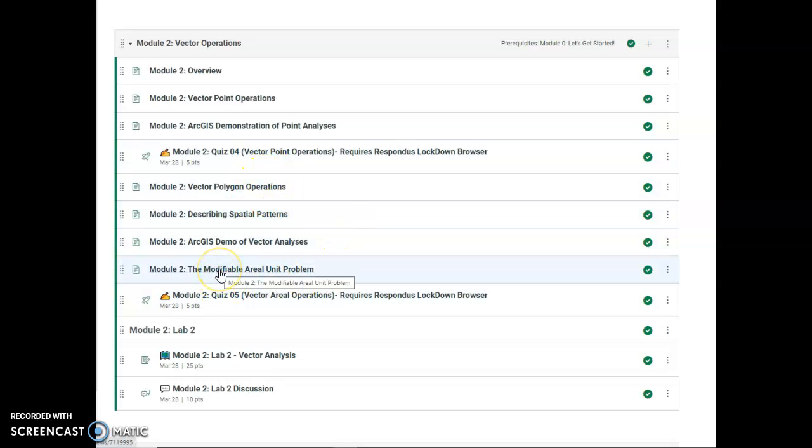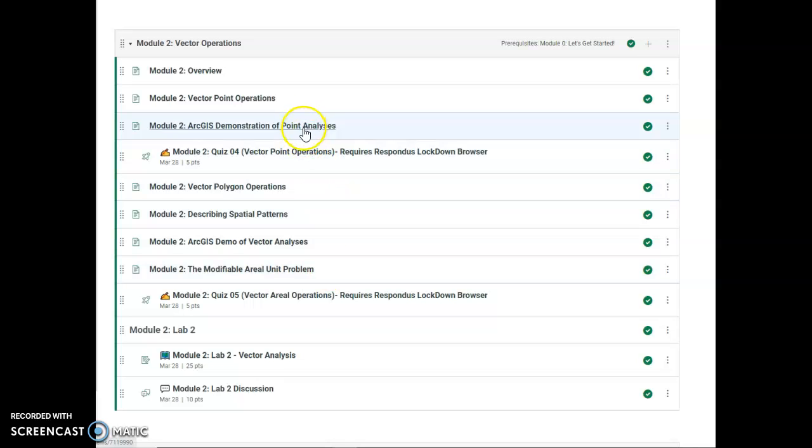And then we have this issue that comes up in geography and in GIS called the modifiable areal unit problem. And this is a particular issue when you have polygon data because it talks about what happens if you have different polygon sizes or shapes, and how does that affect the data that you're looking at.